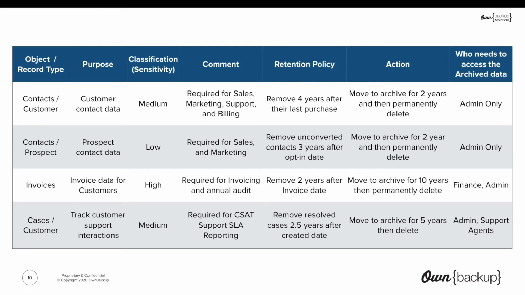So let me give you a quick example there. Down in the third row, invoice data, I think we could all agree would be highly sensitive. And you're going to want to keep it in production for at least a year for reconciliation and for audits or customer questions. But after a couple years, it's really a prime candidate to relocate from production into the archives and then permanently delete it, say, after 10 years. And while it's in the archives, you might want somebody like finance and administration to be able to access it should a question arise.